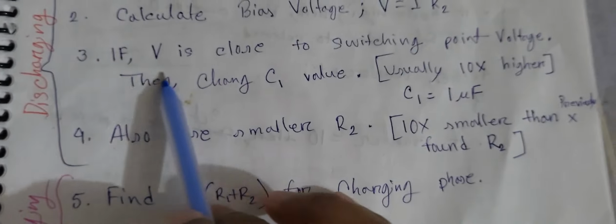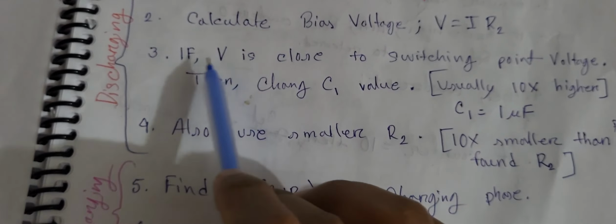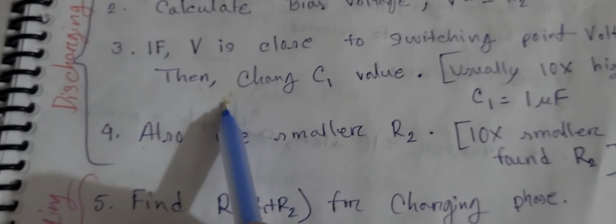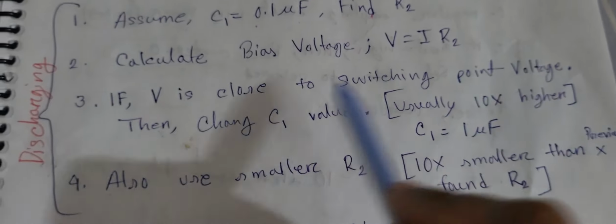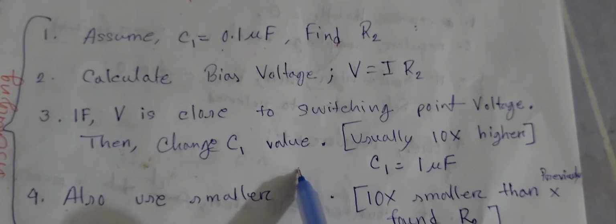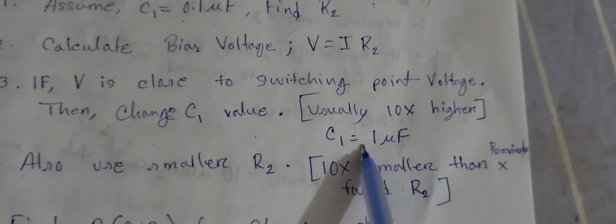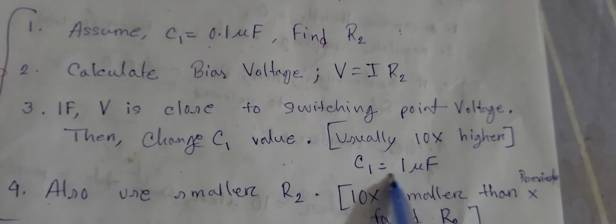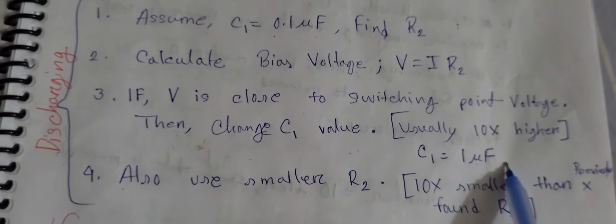Then we have to calculate this part. We have to check it: if the found bias voltage, as we found 1.8 volt, is close to the switching point voltage, then change the C1 value again, usually 10x higher. Now we will consider C1 equal to 1 microfarad. So here you can see the voltage we found is 1.8 volt.